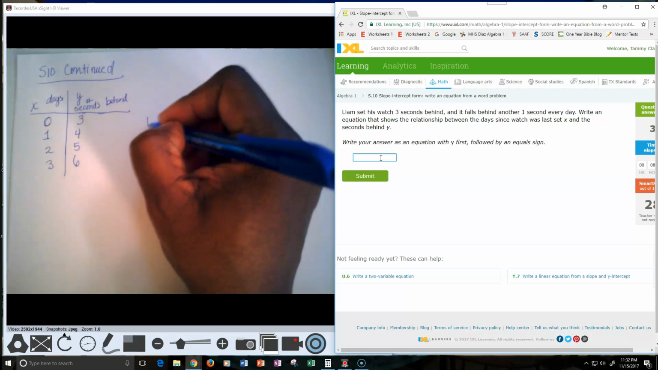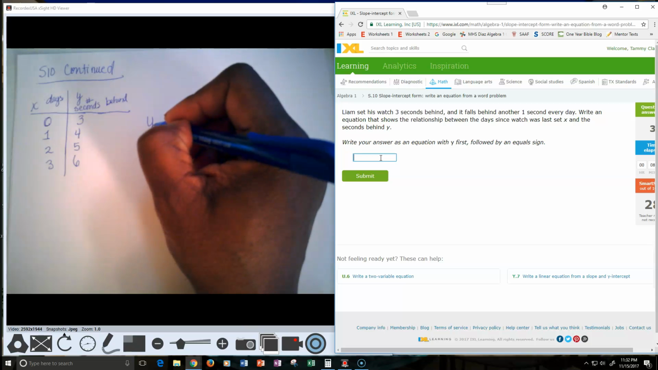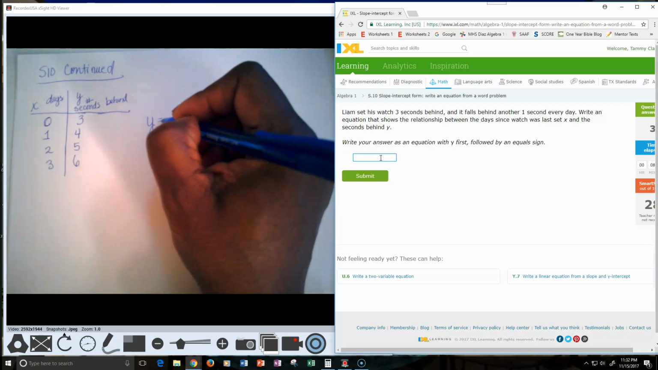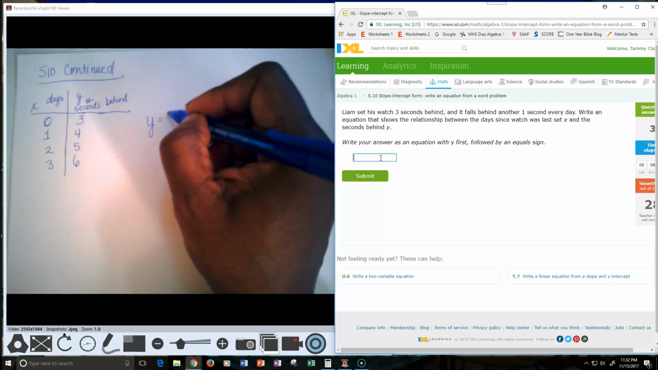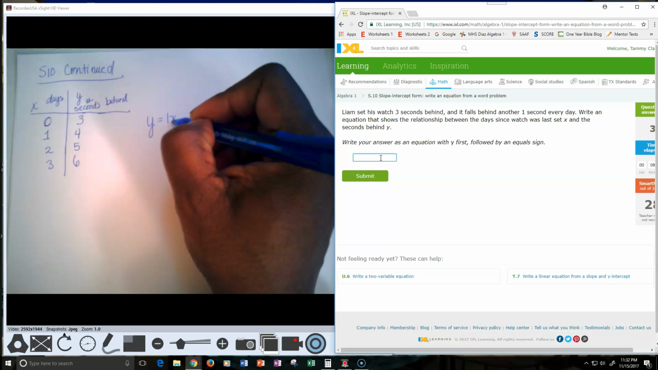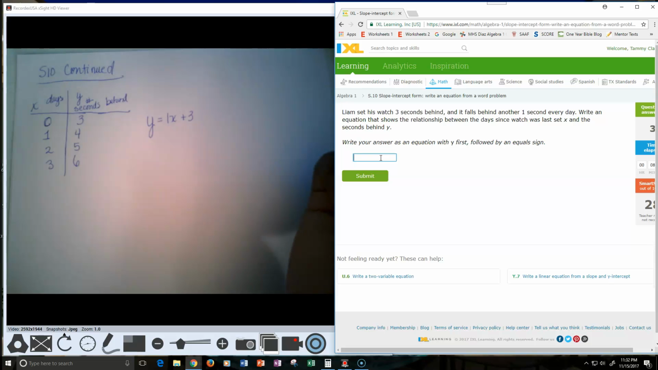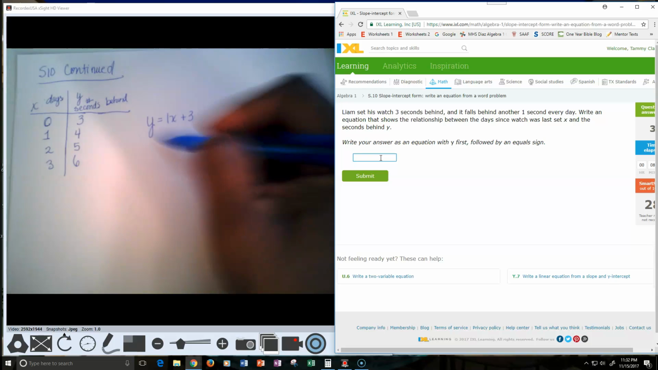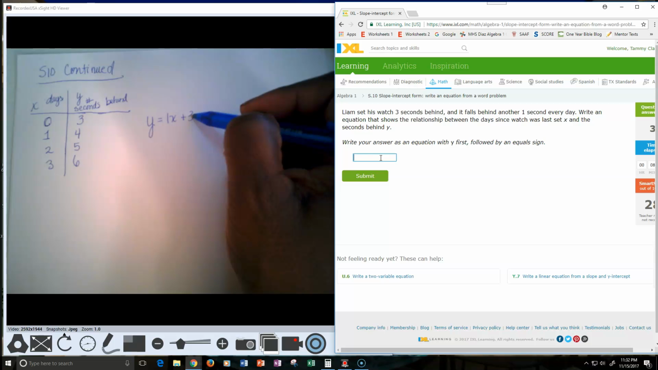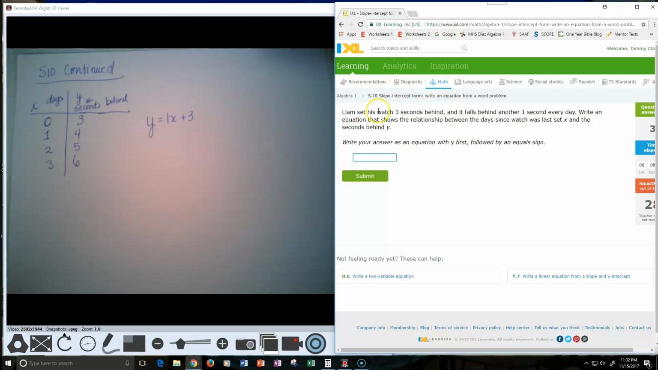So y, the number of seconds that the watch is behind, is equal to the 1 second that it falls behind per day plus the 3 seconds it was already behind. So in this case, we have a y-intercept because our situation started at 3 before we went and did anything else. So let's go ahead and type that in. Y is equal to x plus 3.